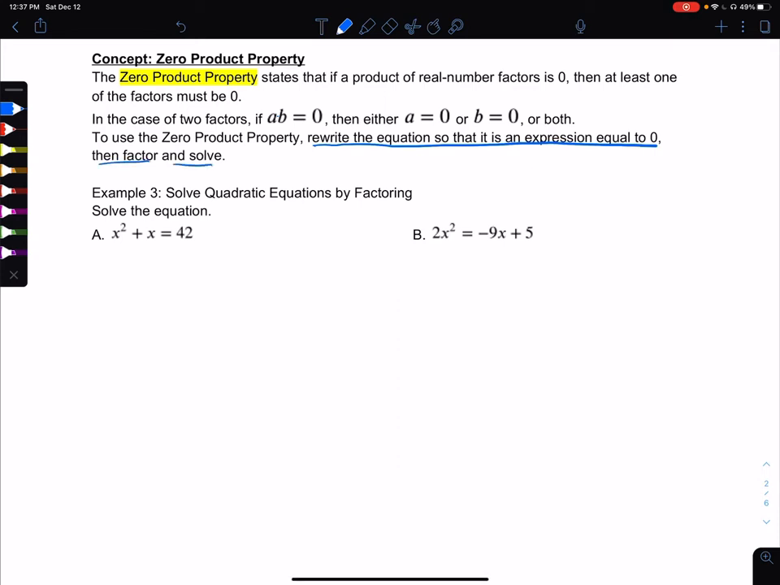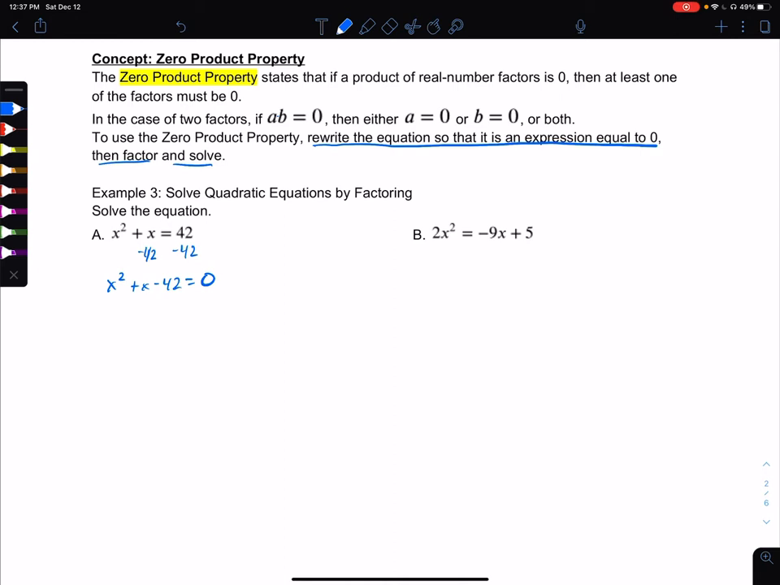So if I look at example A, where we're trying to solve this equation, the equation is not equal to 0. So what I want to do is subtract 42 from each side. And now I have an equation where the right side is equal to 0. We can't use the zero product property unless the equation has one side equal to 0.